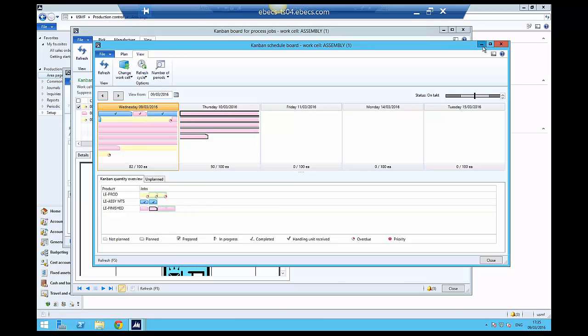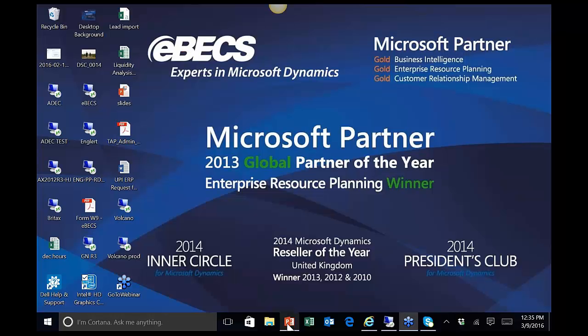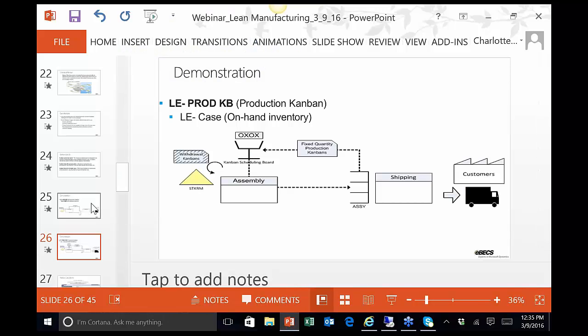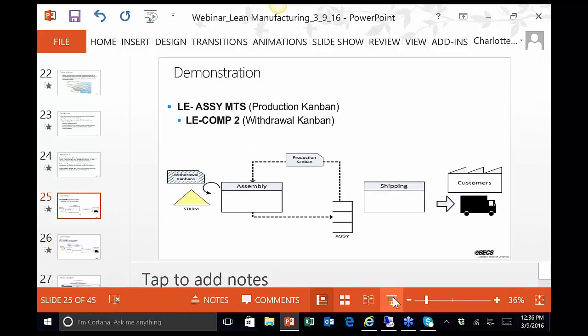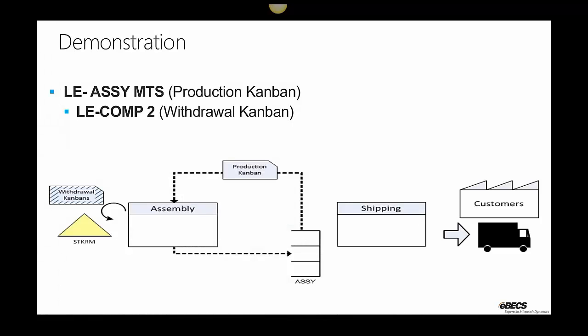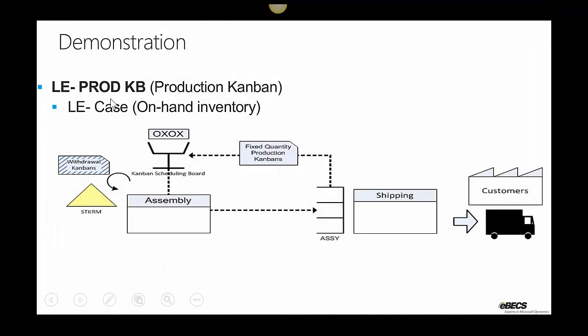Okay, so we just took a look at our two scenarios. The first was a pure make to stock scenario. My bin is empty, went onto the assembly cell, I made it. My component was empty, went to the warehouse, and I replenished it from the warehouse. In the second scenario, my Kanban scheduling board, our product was empty, it didn't go straight to the work cell, it went to the board, and then I scheduled it on the board.